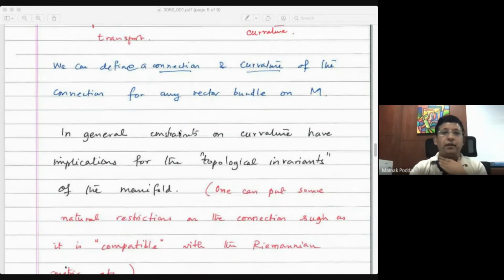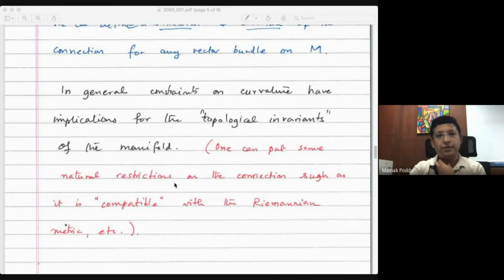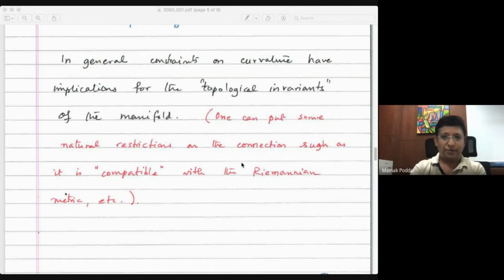Now, in general, again, constraints on curvature have implications for the topological invariance of the manifold. And once again, one can put some natural restrictions on. So there are infinitely many choices of connections. But one can put some natural restrictions and can identify sometimes even one connection under these restrictions.